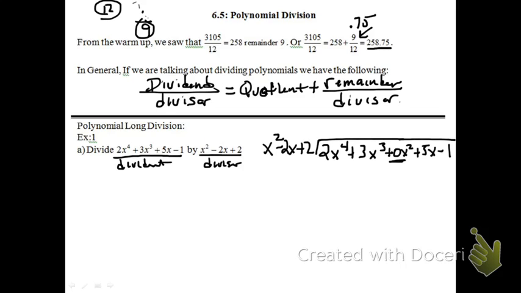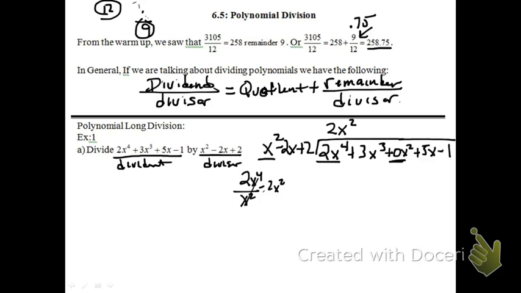Now, guys, to start this off, look at only your first term of the dividend and the first term of your divisor and divide those. Don't look at the rest of it. So don't look at that and don't look at that. Those are inconsequential. You don't need to look at those yet. So if you divide 2x to the fourth by x squared, you would subtract the exponents and you get 2x squared. So the first term of my quotient is 2x squared.